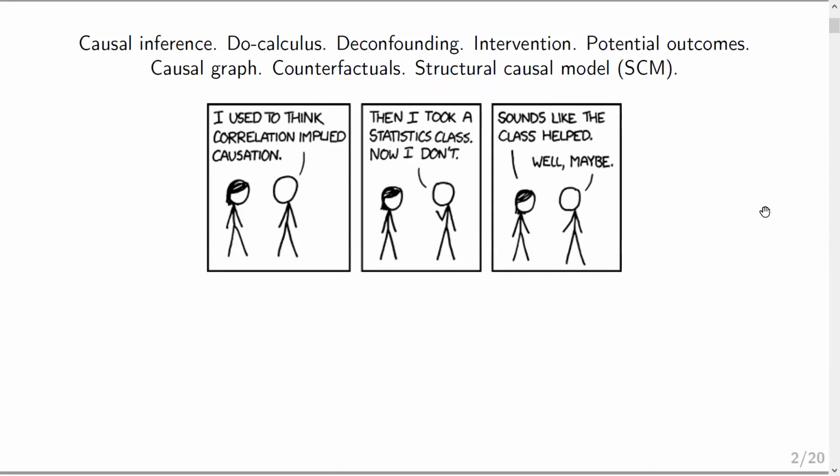Okay, so causality. It's kind of a hype word in machine learning, maybe in other fields as well. And there are many terms: causal inference, do calculus, confounding, deconfounding, interventions, causal graphs, counterfactuals. Maybe you've heard about some of them. It's kind of a mess. And I like this little cartoon saying that it's hard to grasp what people really mean by causality often.